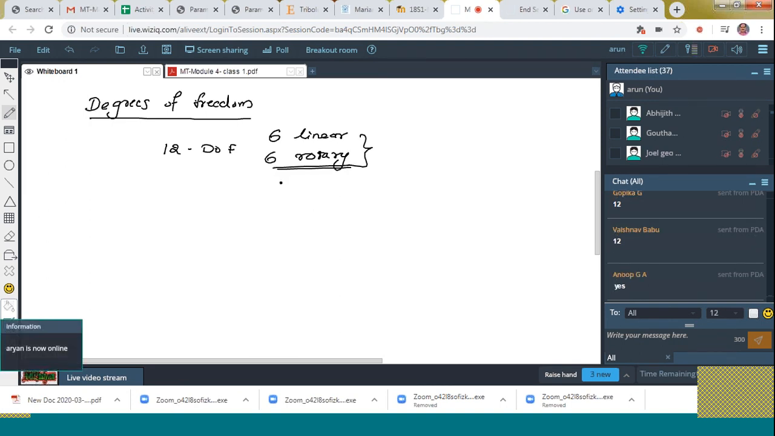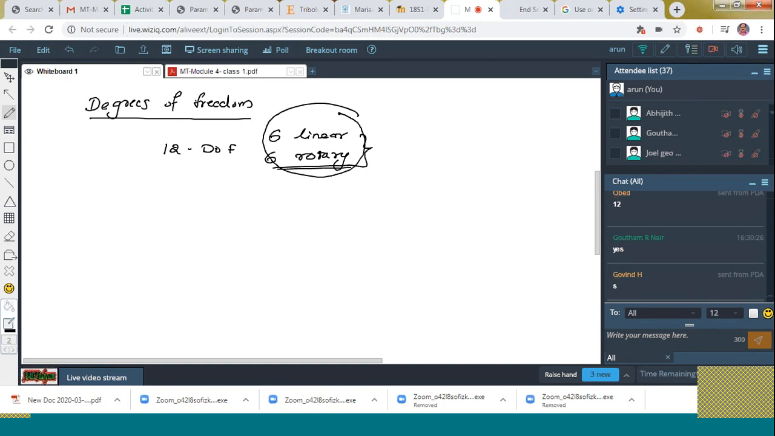Agreed? Yes, fine. Next, I am going to lock all these things by means of locators. For that, one principle is there. That principle is called the 3, 2, 1 principle. That means 3 locators, 2 locators and 1 locator. To arrest these 12 degrees of freedom, we are using the 3, 2, 1 principle. Let's see how it is.